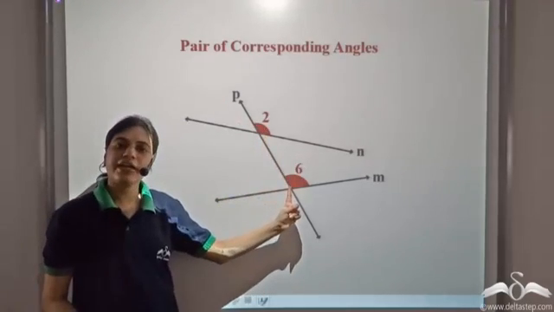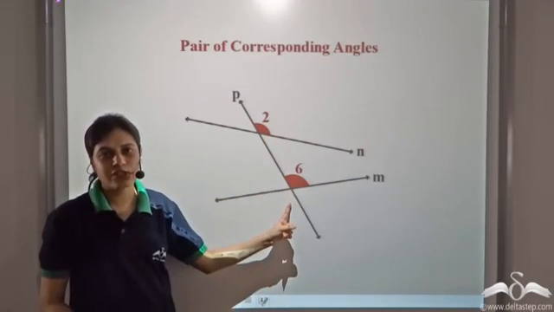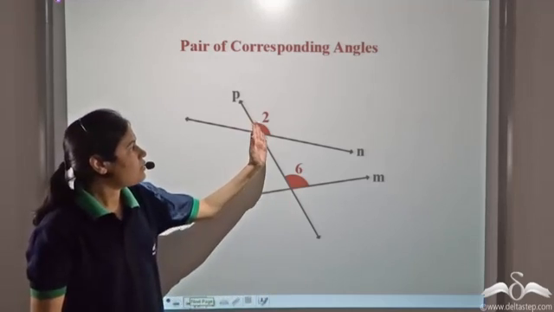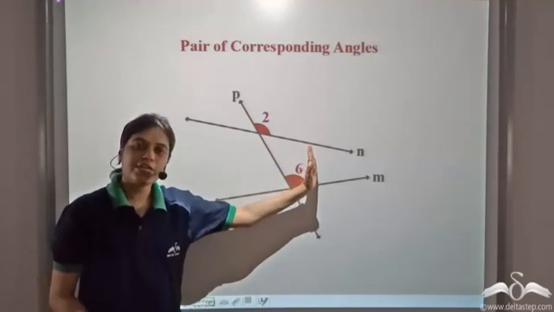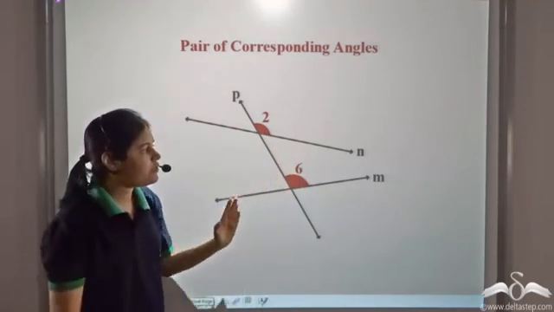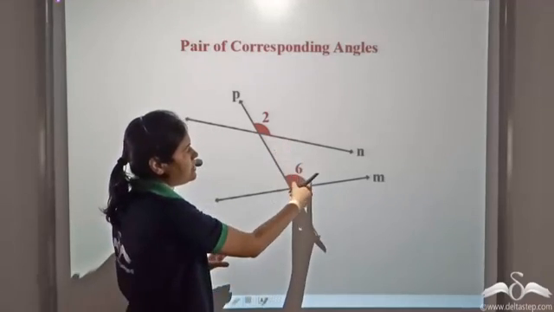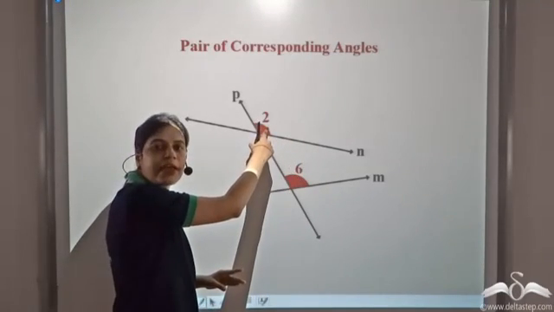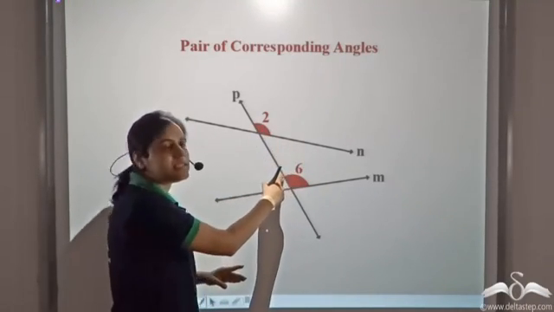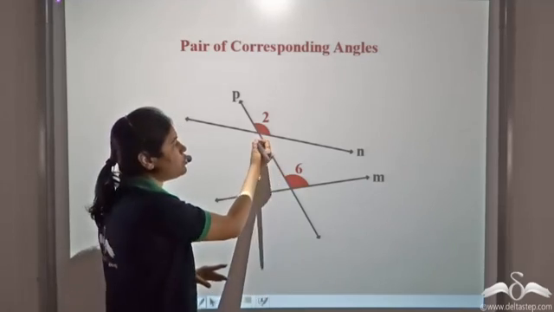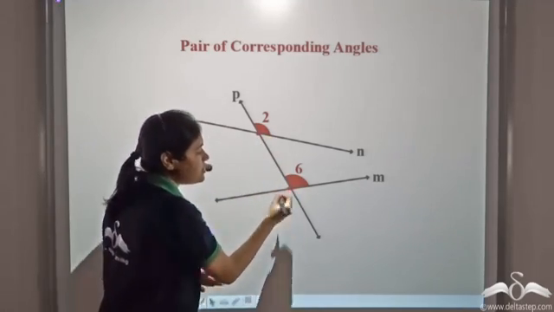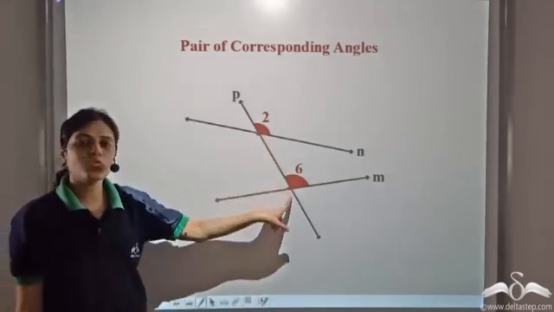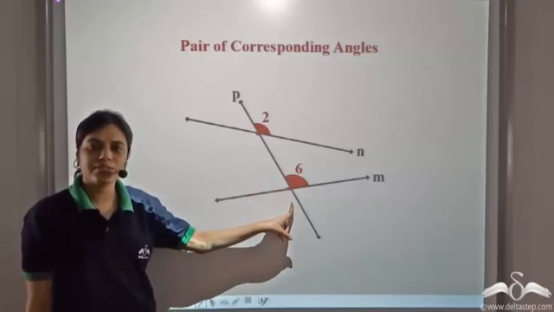Angle 2 and angle 6 also form a pair of corresponding angles. Both the angles are to the right of line P. Now with respect to these two lines, angle 2 is above line N, angle 6 is above line M. Also they are formed on different vertices. So these two are corresponding angles.